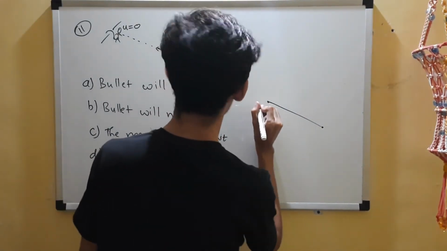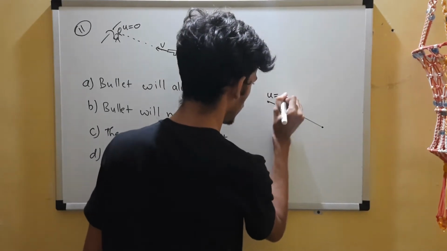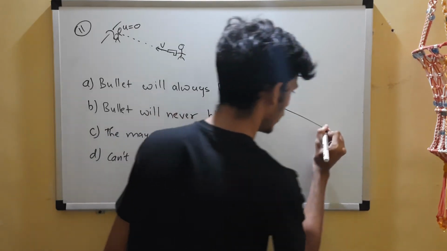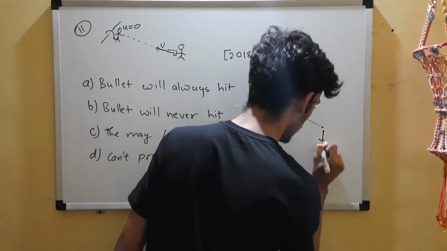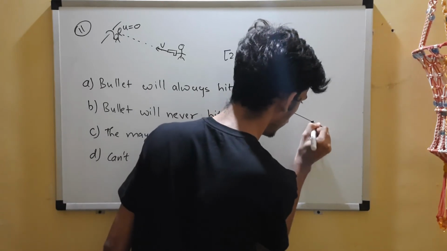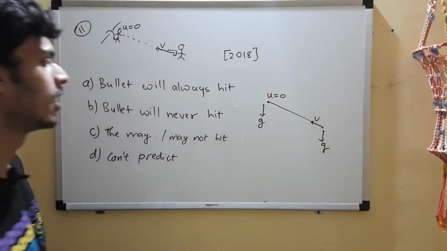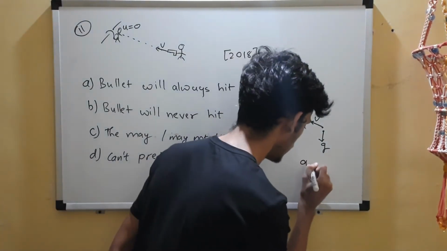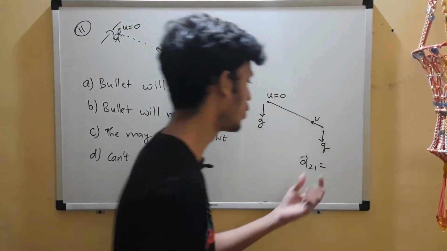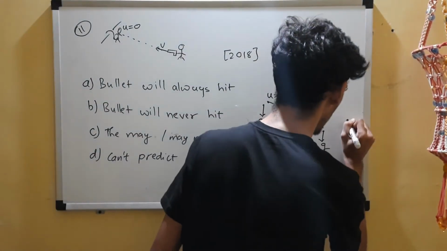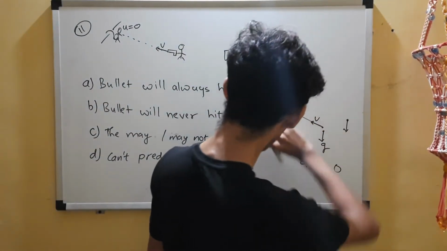Here is your monkey. It has initial velocity 0. It has acceleration due to gravity g, okay? Here also your bullet will have acceleration due to gravity g. The bullet is fired in this direction, v, initially towards the monkey. Now you can see that relative acceleration a21 will be a2 minus a1, g minus g, which is 0, right? Or you can just flip and keep, right?